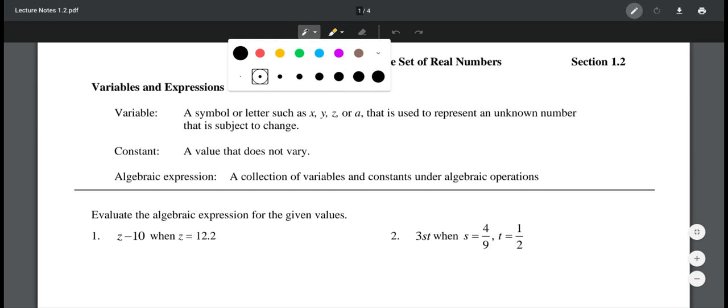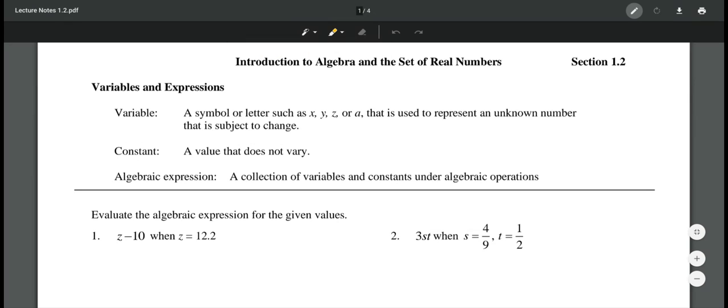In this video, we are going to talk about the introduction to algebra and the set of real numbers. So some of the things that you need to go back and think about are these three definitions: what's a variable, a constant, and an algebraic expression.